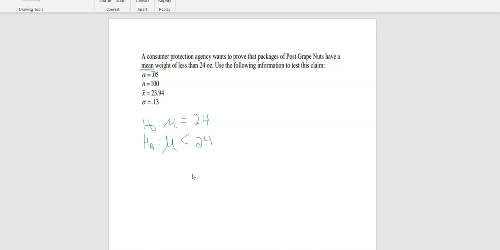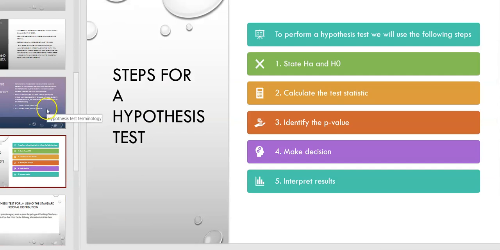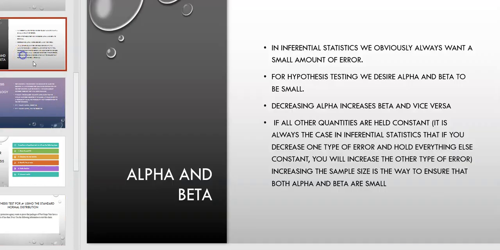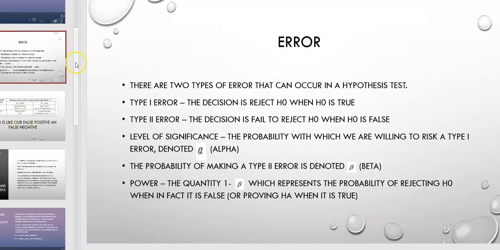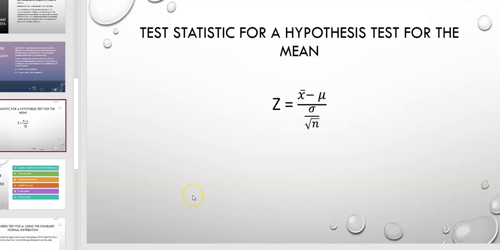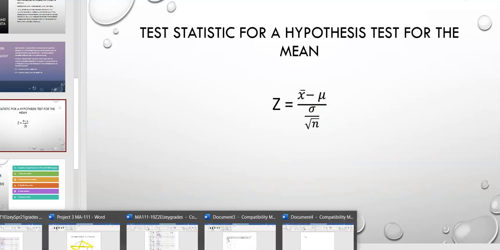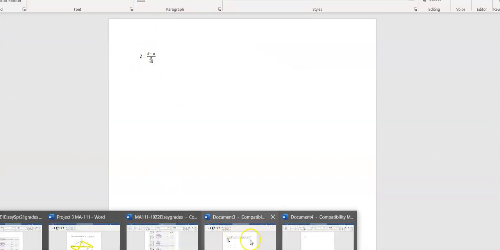Now we're going to do our test statistic. And our test statistic is back in your notes. Let's find that information just so you know where to find it. Here's our test statistic for a mean, and that should look pretty familiar to you now. So let's take a look at that and let's plug in.